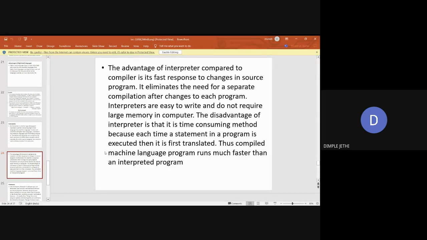Okay. So which is faster? So obviously compiler is faster. Interpreter is time consuming, right? Because it will pick one statement, translate it, execute it, then the second, right? So compiled programs run faster.